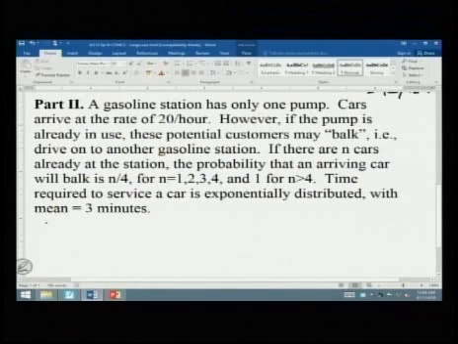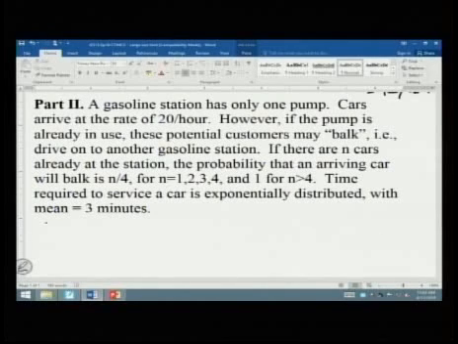Okay, now let's work on this part 2. This time we consider another small size gasoline station that operates only 1 pump. In this case, we assume that cars arrive at the rate of 20 per hour. However, if the pump is already in use, these potential customers may balk, which means drive on to another gasoline station, because they are busy. Okay?